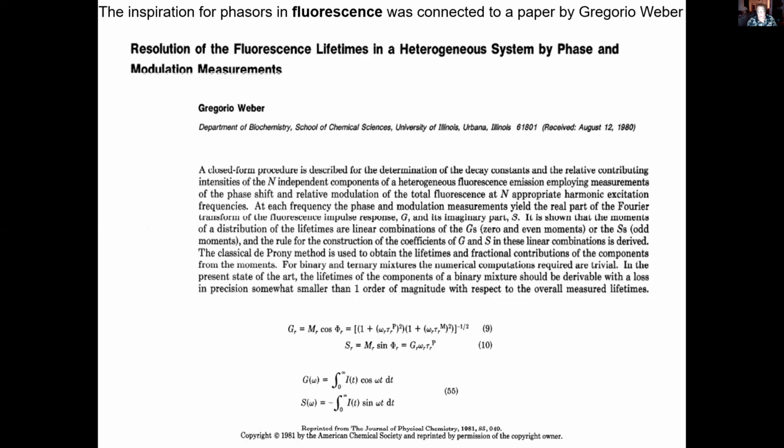Along the way, he developed these terms for the frequency domain and the time domain. Those G and S terms are the terms we use in the phasor plot. In the frequency domain, the G, which you'll see is plotted along the x-axis, is the modulation times the cosine of the phase shift. The S is the modulation times the sine of the phase shift. He also pointed out that you can get these terms whether you're in the frequency or the time domain. That concept goes back to Gregorio Weber's paper.